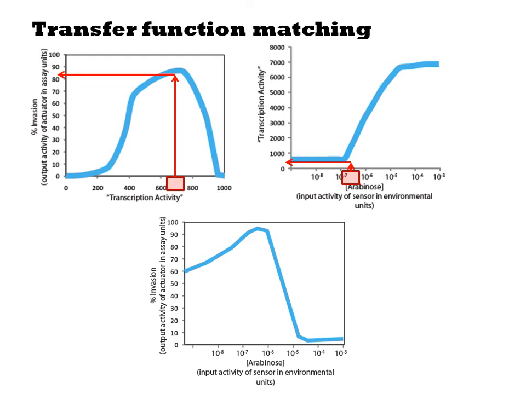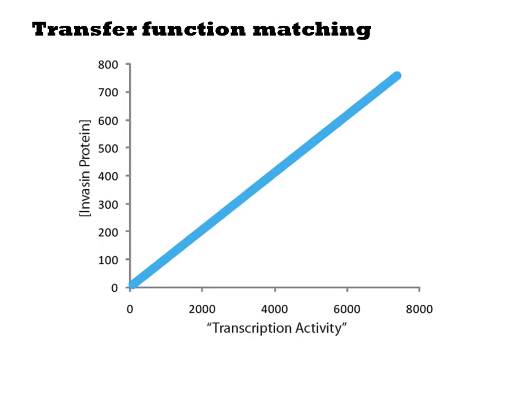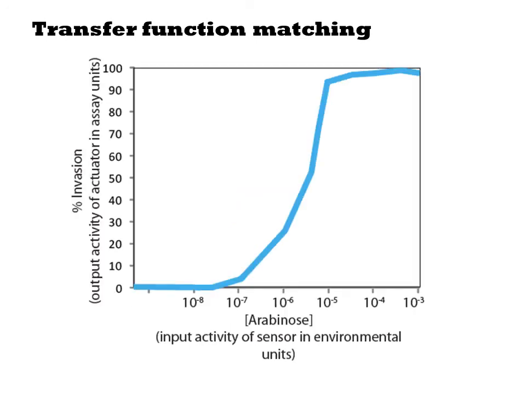The rheostat that is easy to tune in this system is the curve relating transcription activity and translated protein. If we simply tune the RBS, in this case by putting in a weaker translation rate, we can change this transfer function, and when we propagate this change through to the entire transfer function of the whole circuit, we get the expected circuit response.